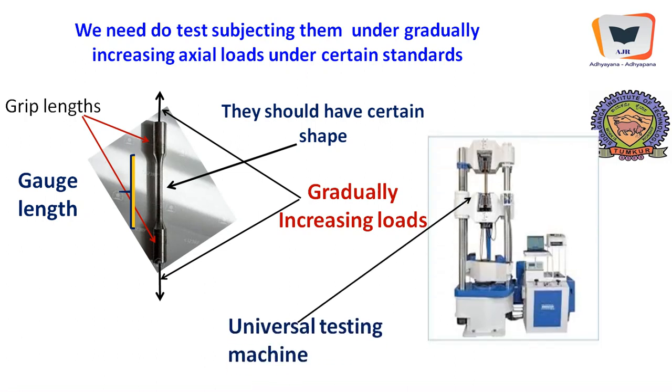And this is the typical UTM machine, and here is the specimen which is placed. This particular portion will make a downward movement, and this particular portion will stand still, thereby the load is applied, thereby stress is generated.